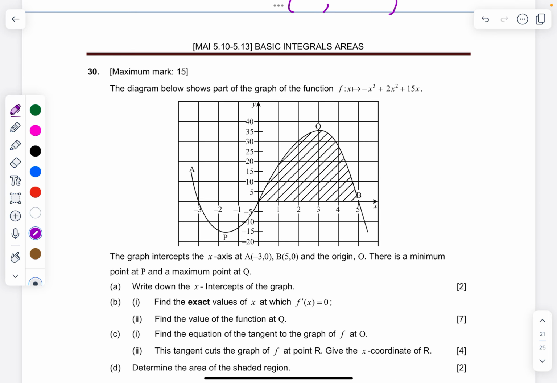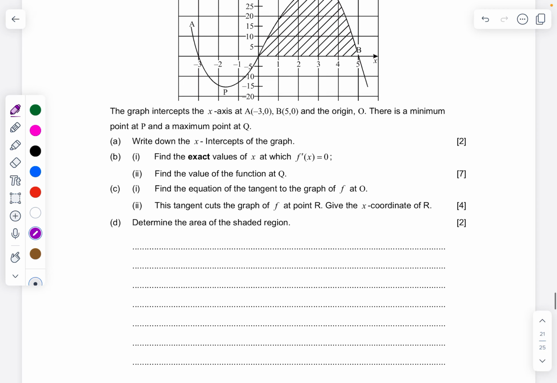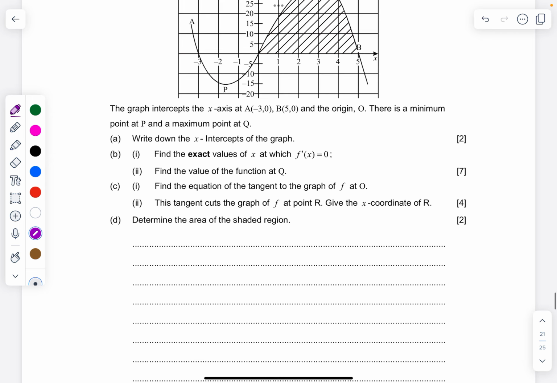Now coming to question number 30. The diagram shows the graph. Write down the x-intercepts of the graph. X-intercepts of the graph are where they meet the axis: -3, 0 and 5.